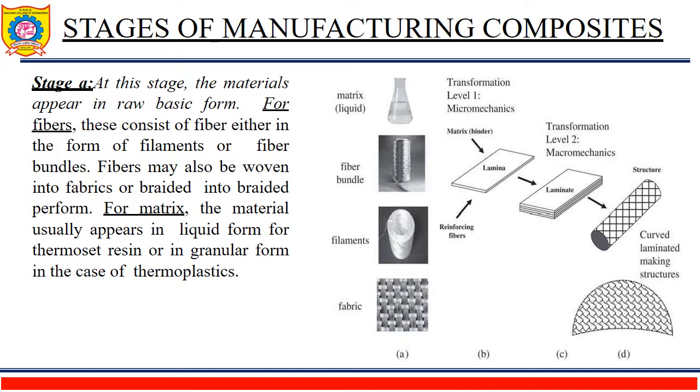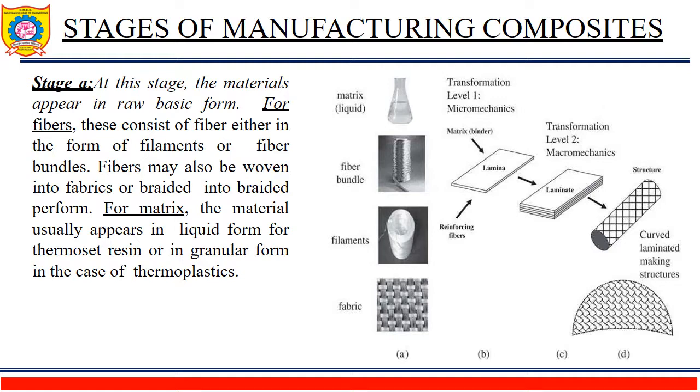So, let us learn what the different stages in the manufacturing of composites are. Stage A. At this stage, the materials appear in raw basic form. For fibers, these consist of fiber either in the form of filaments or fiber bundles. Fibers may be woven into fabric or braided.